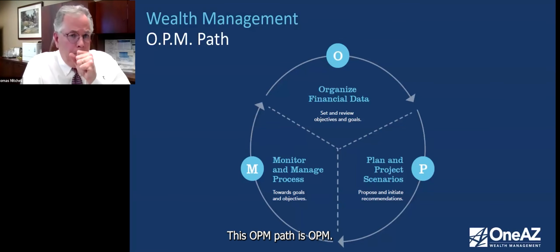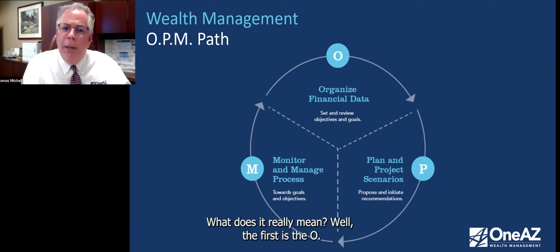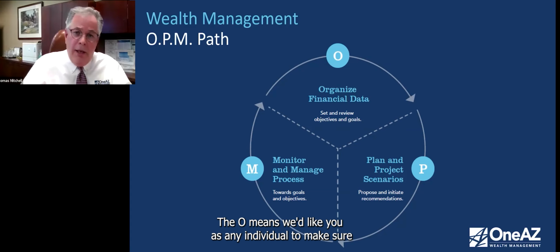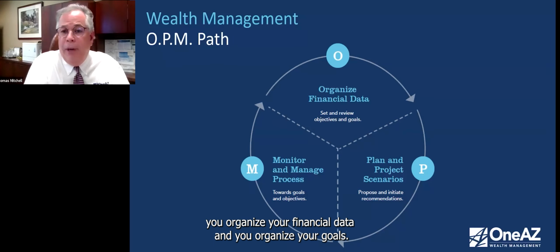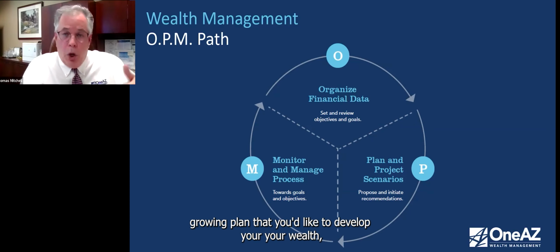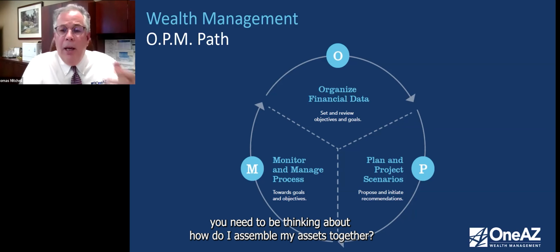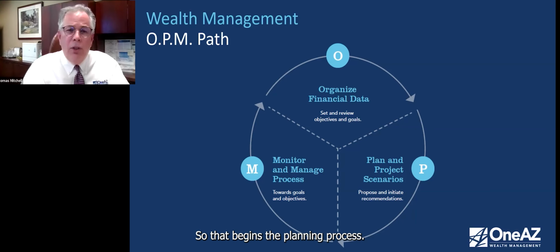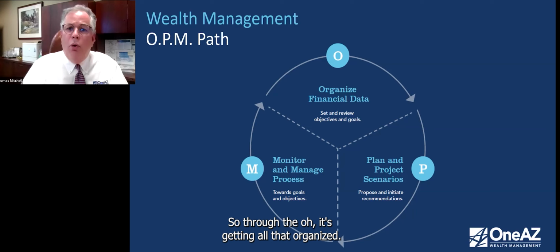This OPM path is OPM. What does it really mean? Well, the first is the O. The O means we'd like you as any individual to make sure you organize your financial data and you organize your goals. So as you start down any wealth management or any wealth growing plan that you'd like to develop your wealth, you need to be thinking about, how do I assemble my assets together? How do I know what my goals are? What are my objectives? So that begins the planning process. So through the O, it's getting all that organized.